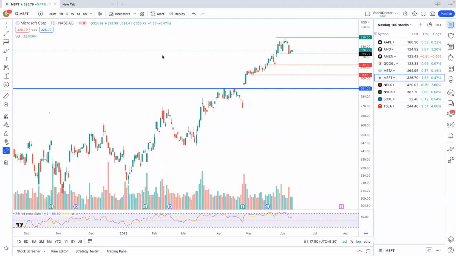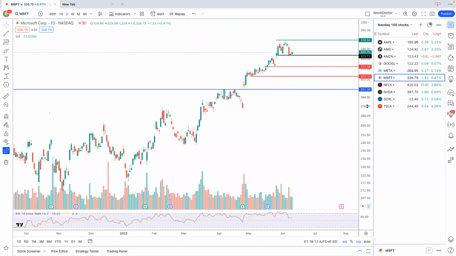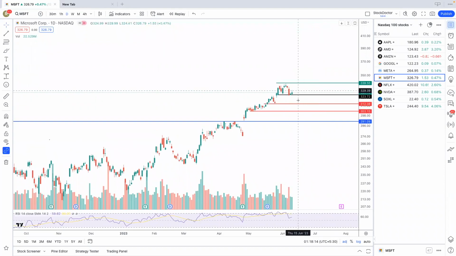Microsoft should be held unless and until it starts trading and sustaining below 320. It can again go to the target of 340, and if it sustains above 340, then you can see that it is in uncharted territory. It can go to the next targets because we don't have any historical data, as currently it is trading at an all-time high.